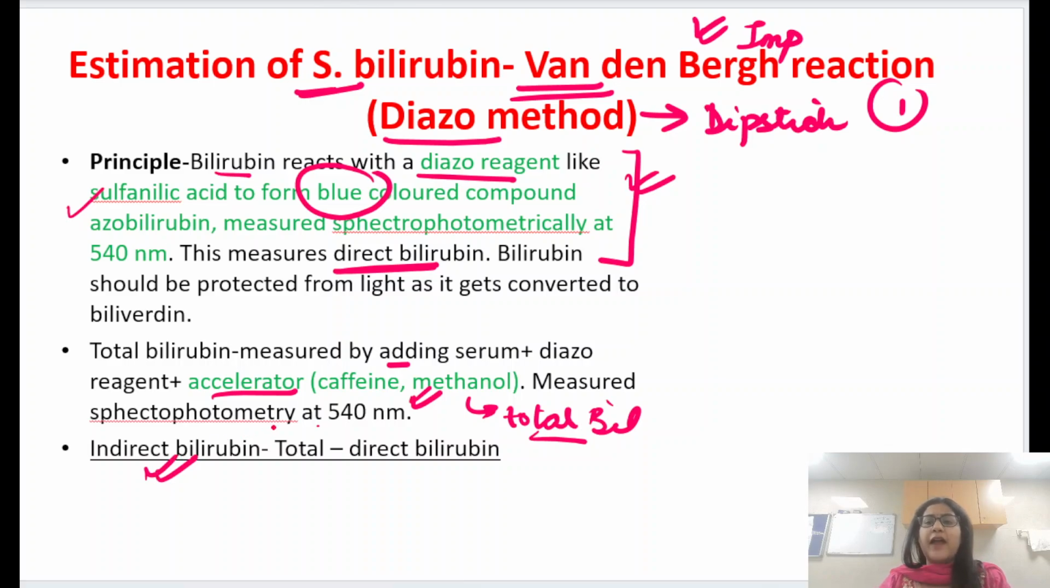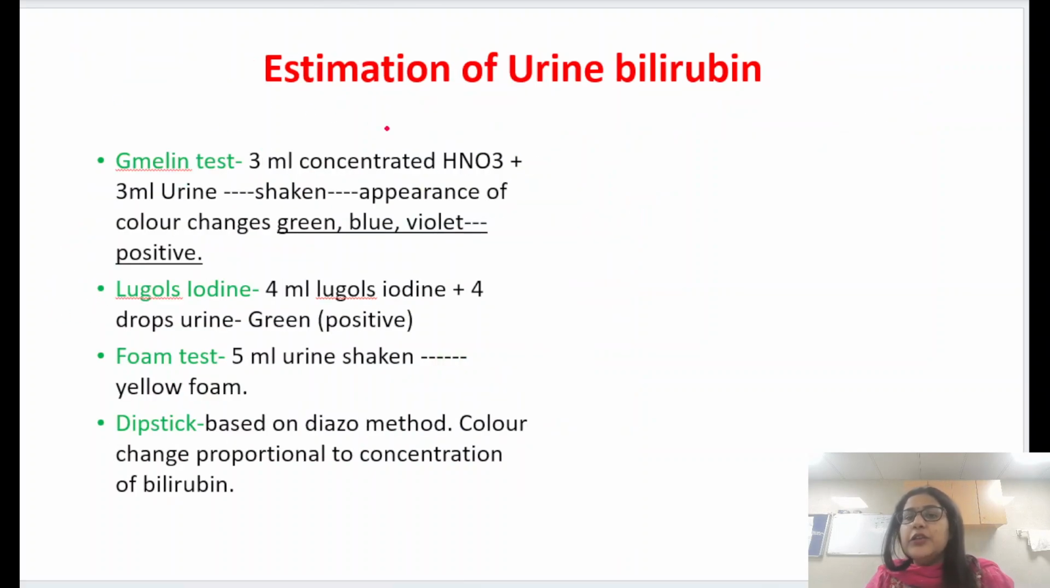You are not getting it directly through the reaction. Okay, so this Van den Bergh reaction should be very clear: it forms a blue colored compound which you are measuring by spectrophotometry at 540 nanometers. Now what are the tests that you can do in your urine? That is also very frequently asked in your exams or in your practical vivas. Remember it through a trick.